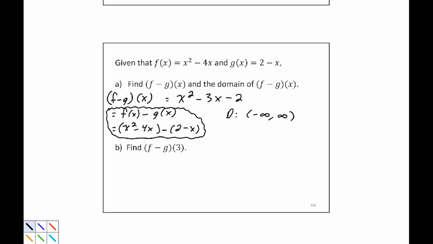Now because we've already found f minus g of x, we can say that f minus g of 3 is x squared minus 3x minus 2. We're replacing x with 3. This would be 9 minus 9 minus 2. 9 minus 9 is 0, so that would be negative 2.